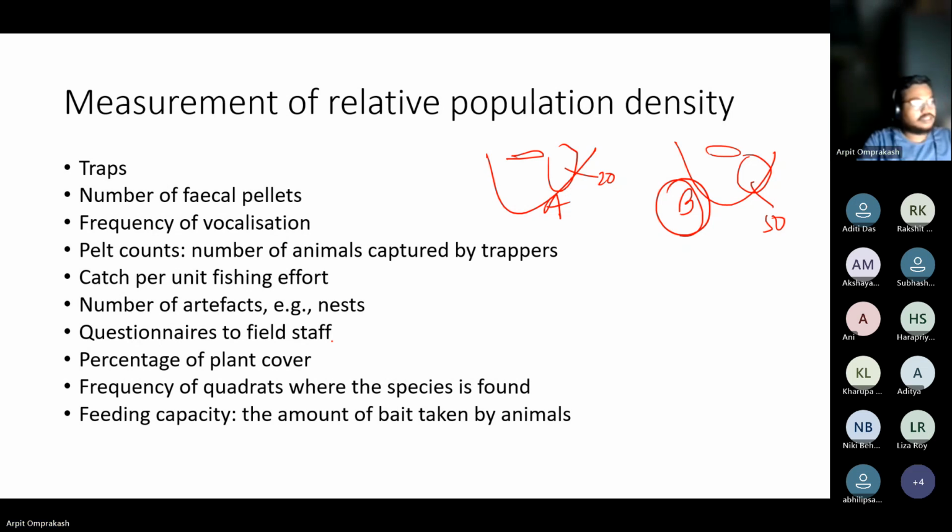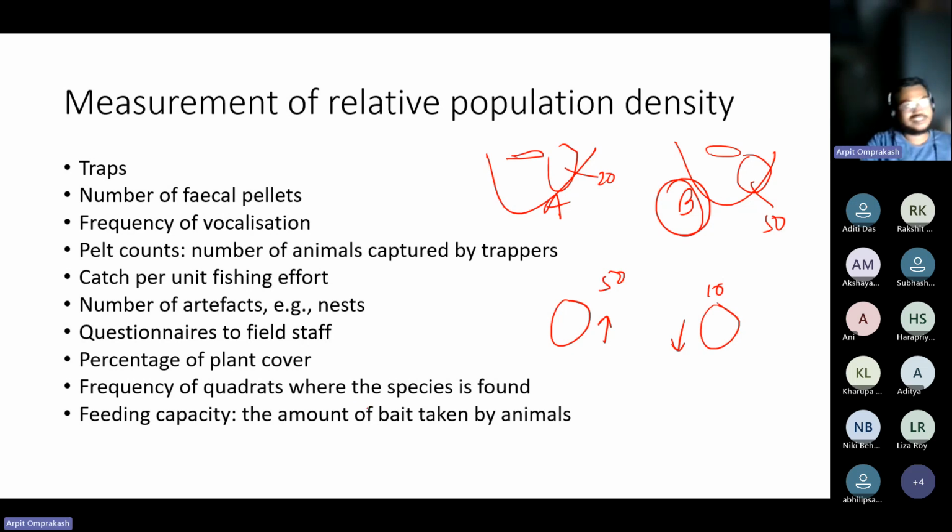Another thing can be questionnaires for people: asking people how many of these animals they see here regularly, and then asking the same thing in another area and comparing. Then percentage of plant cover: you take photos and estimate the percentage of plant cover. Another thing can be the frequency of quadrats where the species is found. For example, let's say you sample 100 quadrats and in 50 quadrats you get one species in a given area. In another area, you get the same species in 10 quadrats. That means the population density is higher here and lower here.